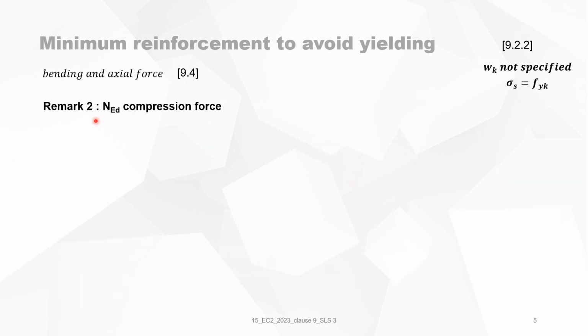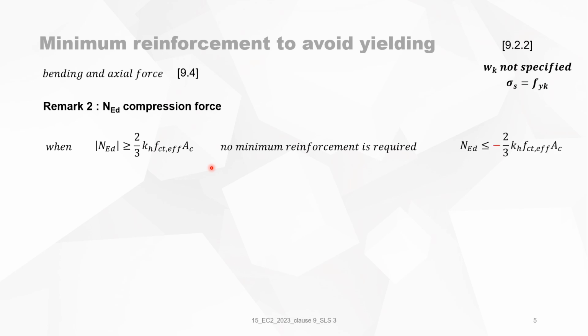Second remark, when NED is a compression force, that means that NED is negative, but it's a little bit confusing to say that a negative force must be bigger or smaller than. So that's why I put the absolute value of NED is bigger than 2/3 kH times fct,eff times Ac. If this is the case, then no minimum reinforcement is required. You can also say NED must be smaller than minus 2/3, because it's a compression force, it's negative. So this is more correct, but it can be confusing.